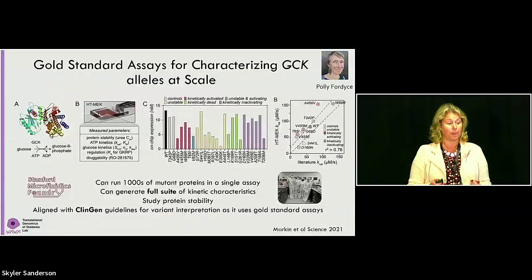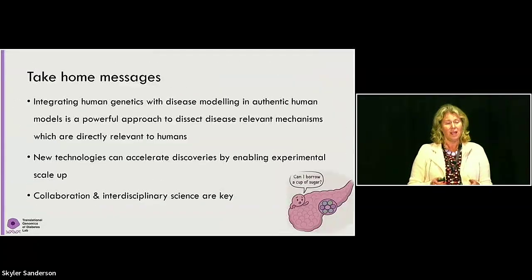We don't think 80% is good enough, so working with a bioengineer, Polly Fordyce from Stanford, we're now moving our assay onto a microfluidic device that will allow us to measure enzyme function at scale. We'll be able to do hundreds and hundreds of different proteins on a single array and get detailed characterization that will allow us to classify these variants as gain of function, loss of function, and to deliver precise genetic diagnoses.